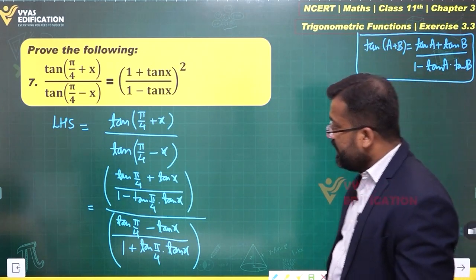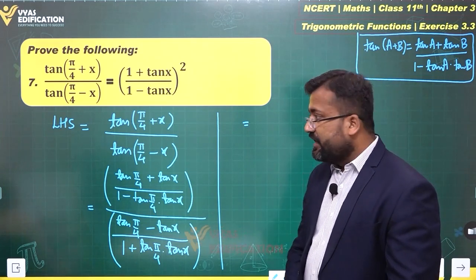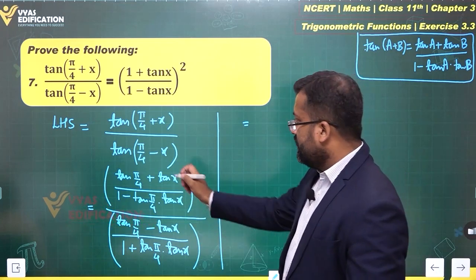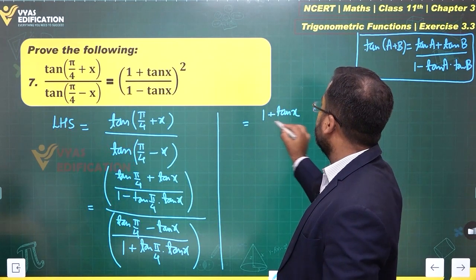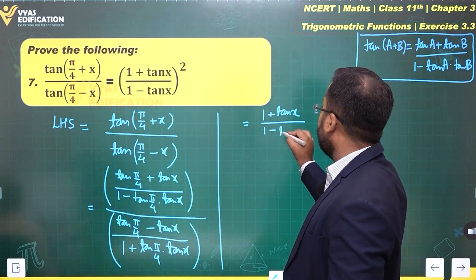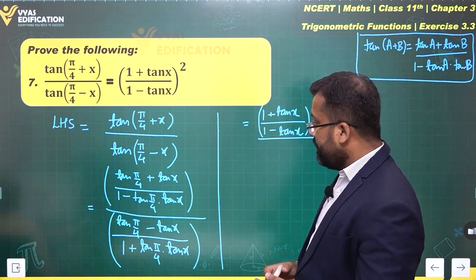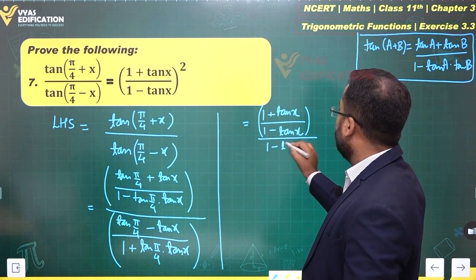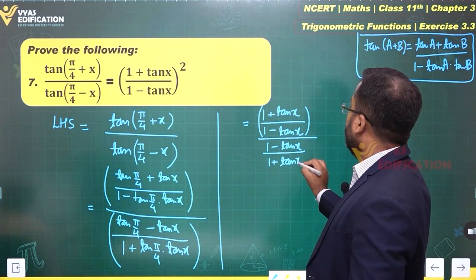Okay, using this formula, what will this simplify to? Tan of pi by 4 is simply 1. So this numerator will become 1 plus tan x. This denominator will become 1 minus 1 times tan x, which is 1 minus tan x. This is the numerator, right? Overall denominator would become 1 minus tan x over 1 plus tan x.